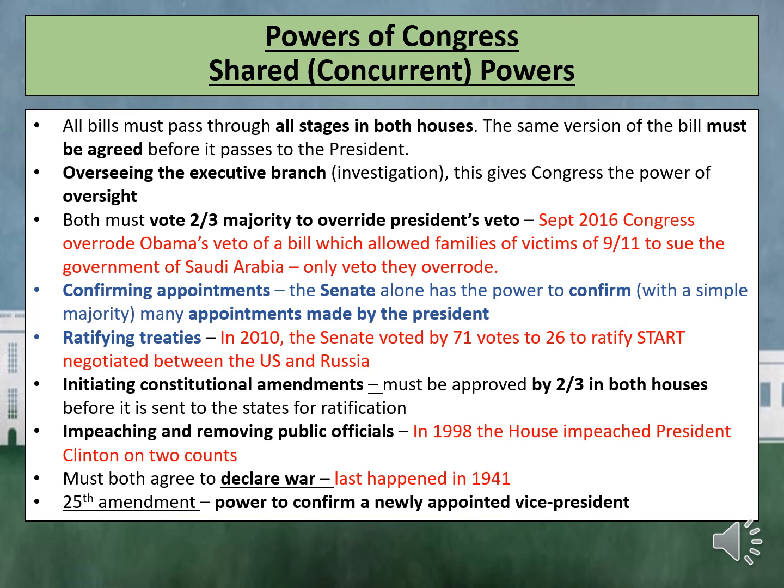This also happens whenever a vacancy occurs in the senior executive branch post. The President must seek the Senate's approval for the replacement appointments. In 2013, when Secretary of State Hillary Clinton resigned, President Obama had to gain the approval of the Senate to appoint John Kerry to replace her.